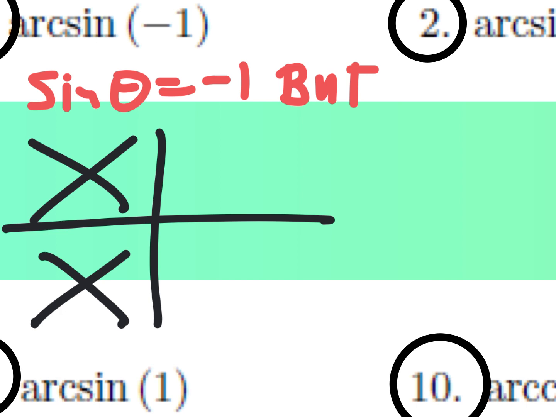John R., which of these two do I have to be in by logic? 1 or 4? 4. Because? Sine's negative. Because sine's negative, I can't be here, it must be here. And now I can label all those sides.